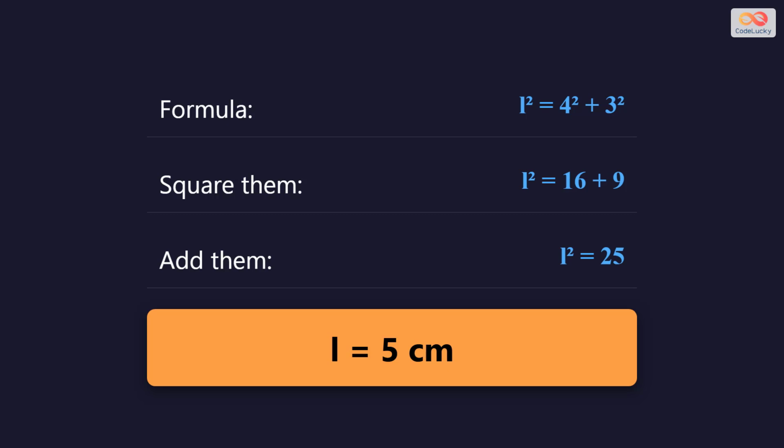Now we plug the numbers into our formula. L squared equals 4 squared plus 3 squared. 16 plus 9 gives us 25. Finally, the square root of 25 is 5, so the slant height is 5 centimeters.